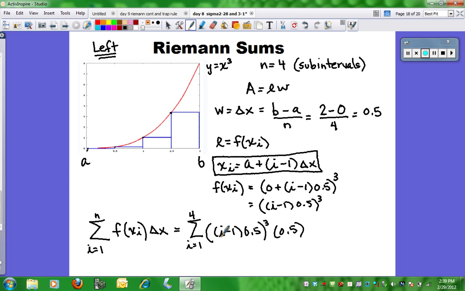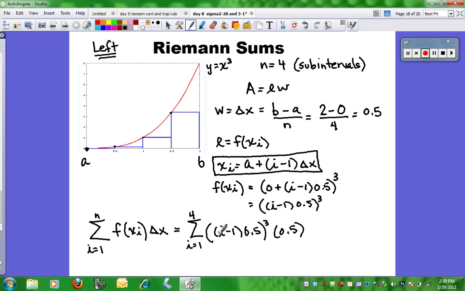If I plug in 1 here, 1 minus 1 is 0. 0 times 0.5, 0 cubed, 0. That's my first endpoint, and guess what the value of it is? 0. Good. So we plug 2 in there. 2 minus 1 is 1. 1 times 0.5, cubed. If you did that, that's what you would get, this value right here.